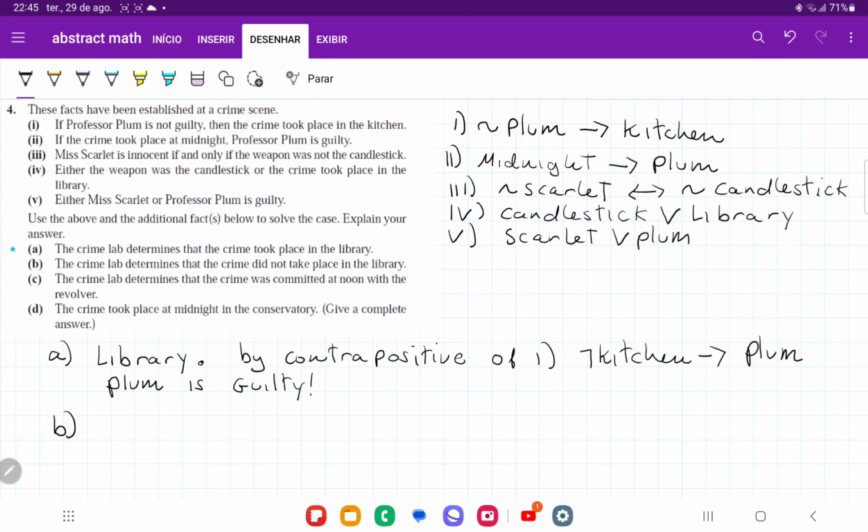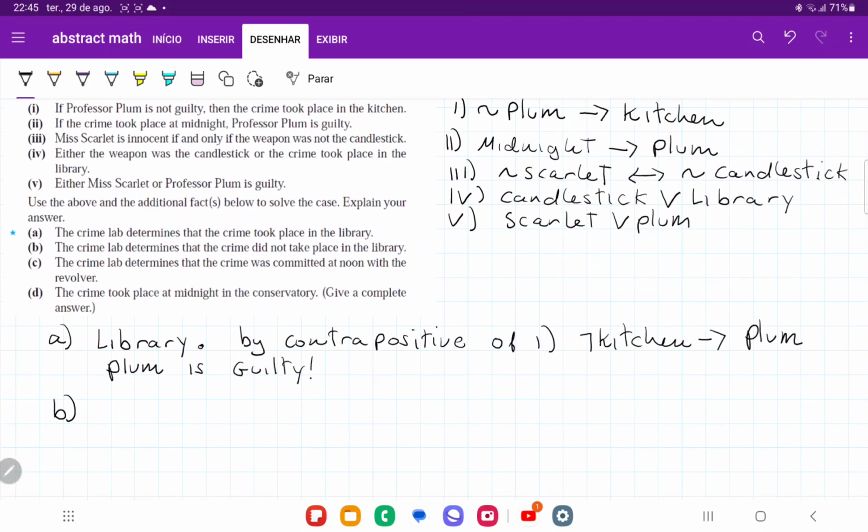Okay, let's do B. For B, we have that it did not take place in the library. So not library. Well, if it did not take place in the library, and if number 4 here is true, then by item 4, if the library is false, it must mean that the candlestick is true, right? Because if it weren't, then statement 4 would not be true. So by 4, we can say that the weapon is the candlestick.